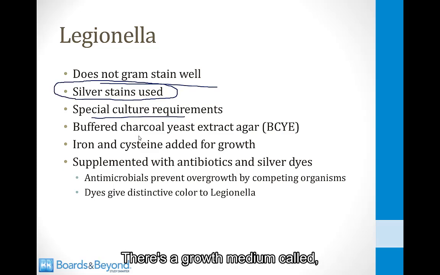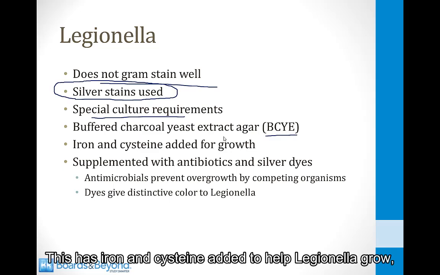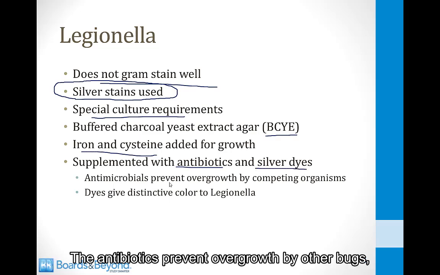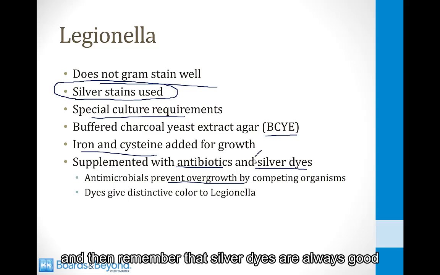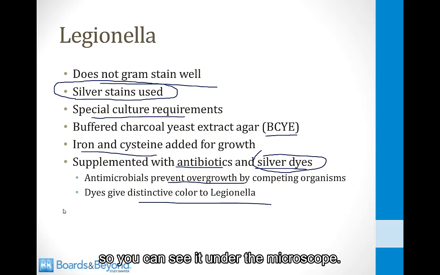There is a growth medium called buffered charcoal yeast extract, or BCYE, that is used. This has iron and cysteine added to help Legionella grow, and then it's supplemented with antibiotics and silver dyes. The antibiotics prevent overgrowth by other bugs, and then remember that silver dyes are always good for Legionella. They give it a distinctive color so you can see it under the microscope.